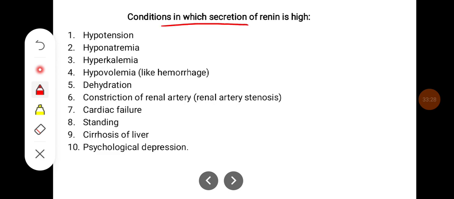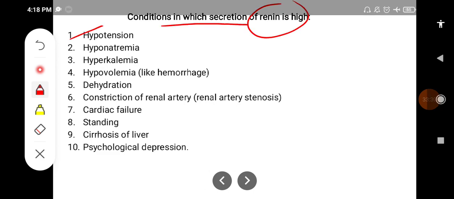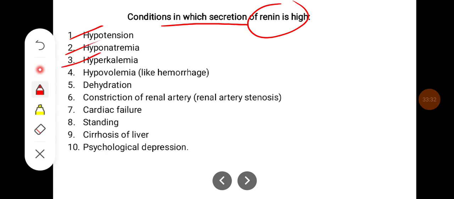Conditions in which renin secretion is high are hypotension, hyponatremia, hyperkalemia, hypovolemia, dehydration, constriction of the renal artery, cardiac failure, during standing, cirrhosis of the liver, and psychological depression.